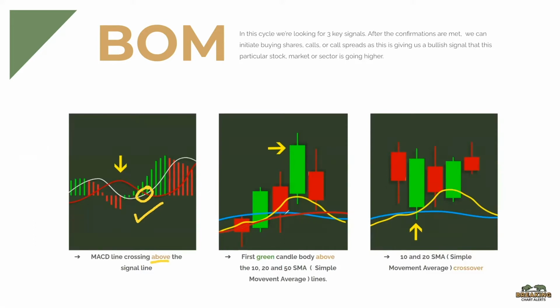Number 2, the first green candle that is above the 10, 20, and 50 simple moving average lines. Okay, and number 3, so that's check 1, check 2, and number 3, the 10 and 20 simple moving average crossover, which is right here. The 10 crossing above the 20, that is check number 3.